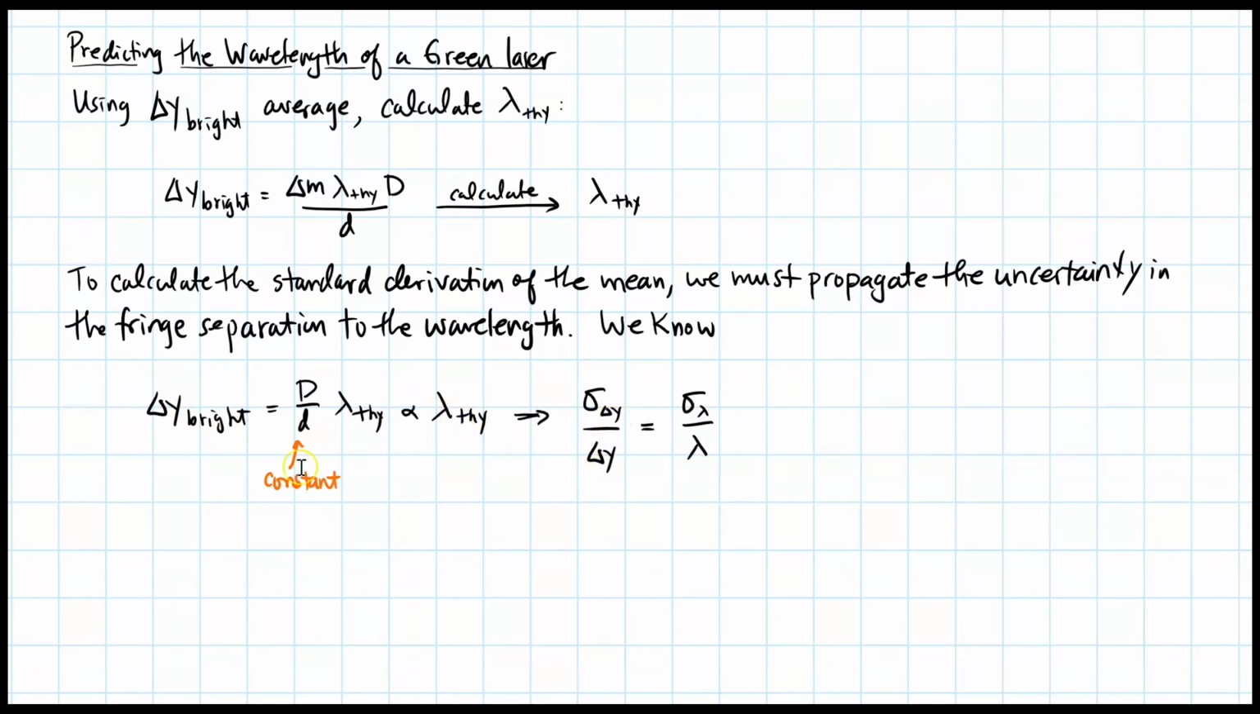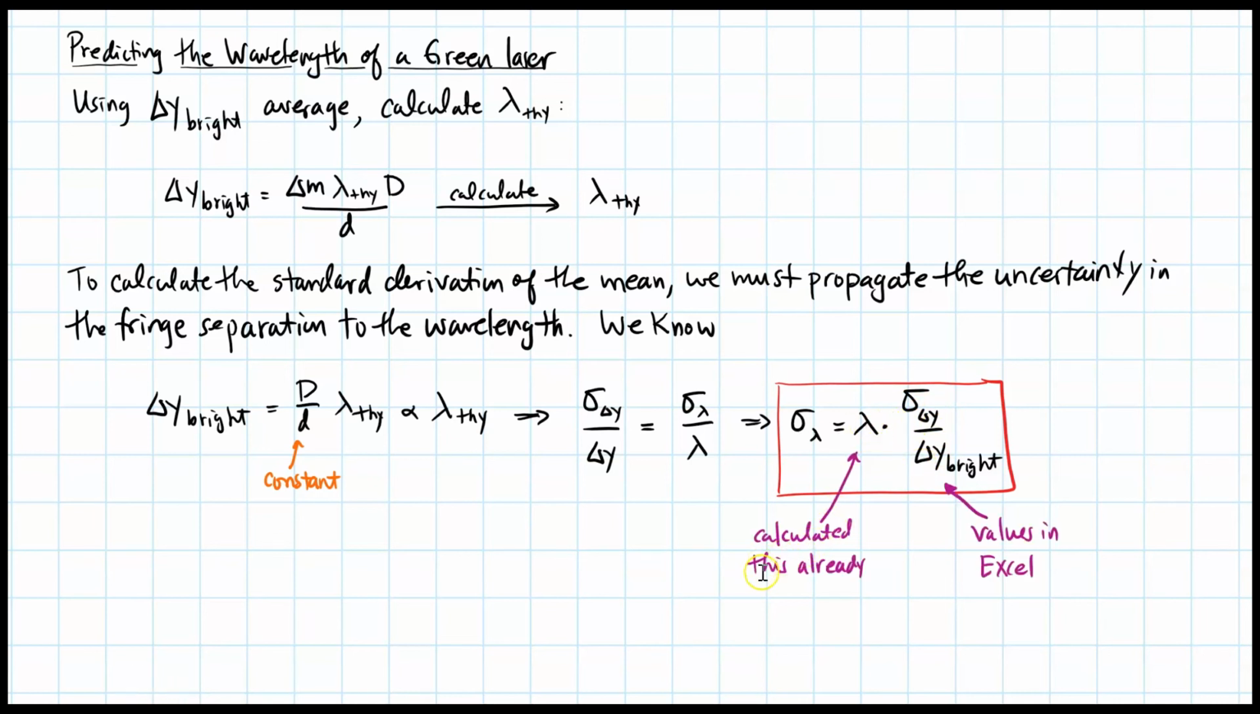So therefore, because these guys have separate units, you'll see here that the uncertainty in delta Y divided by delta Y is unitless, but since these guys are directly proportional to each other, then the uncertainty in lambda divided by lambda, these guys should be exactly the same. Therefore, the uncertainty in lambda is equal to lambda times this ratio of uncertainty of delta Y over delta Y.